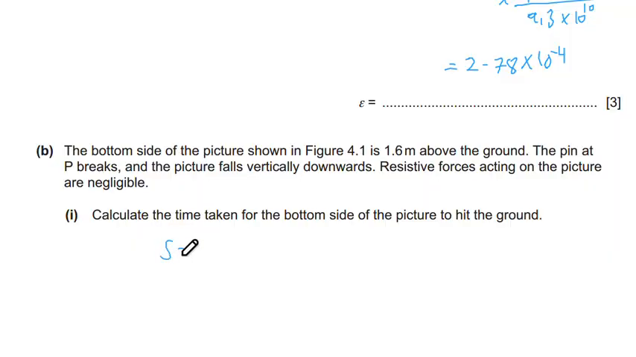We have the equation of motion s equals ut plus half at squared. u is 0, so ut is neglected, and t by rearrangement is the square root of 2s over a.